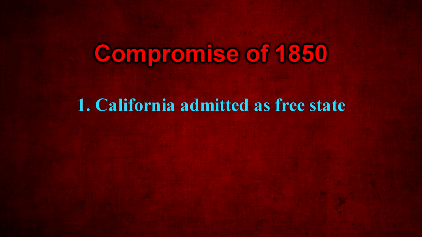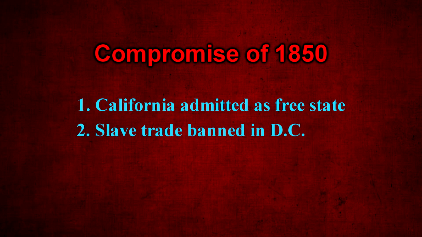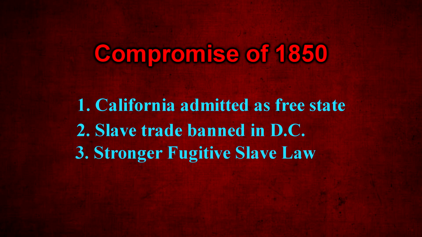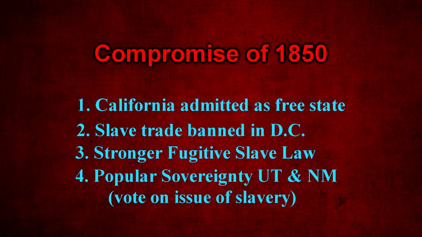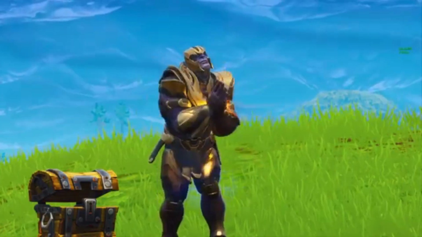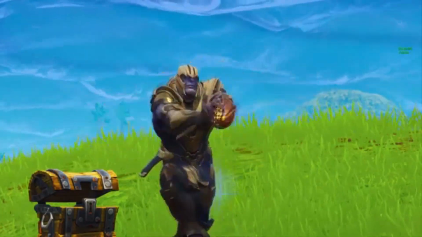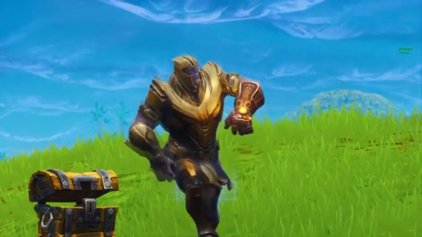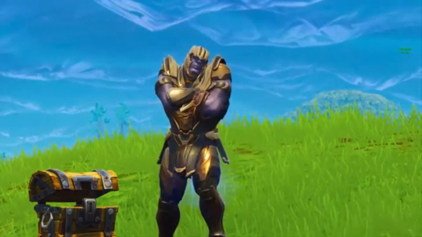This compromise had four main components. In favor of the North, California would be admitted as a free state, and the slave trade would be banned in D.C. In favor of the South, a stronger fugitive slave law would be implemented, in which Southerners could retrieve their escaped slaves from the North, in addition to popular sovereignty in Utah and New Mexico. Balance had once again been restored. However, it did not last.